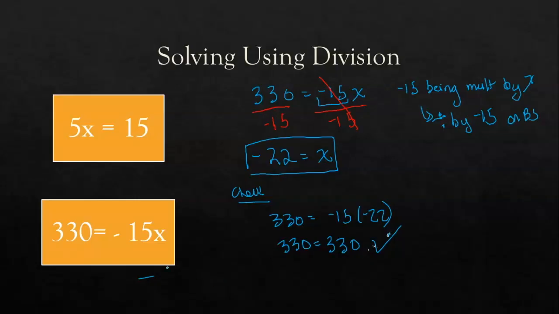So again, just looking at what's happening to x. In the first one, there was a 5 being multiplied, and in the second one, a -15 was being multiplied. And to undo it, we do the opposite operation using the exact same number. Some students get confused about that, but we're going to use the exact same number because when we do that, it becomes a 1, and our x is by itself.